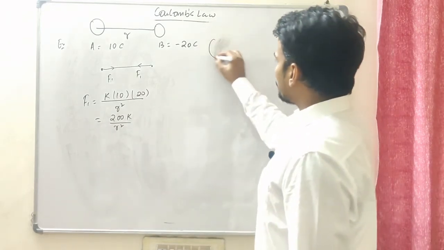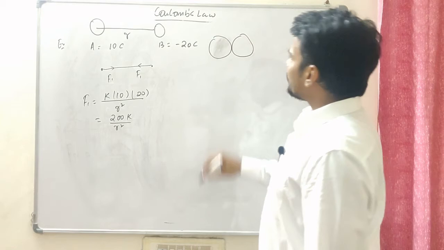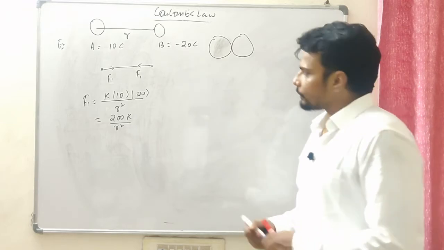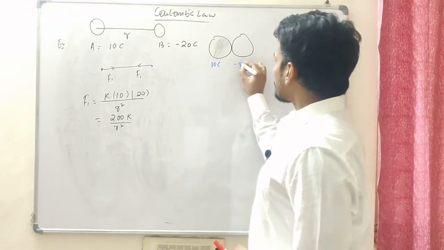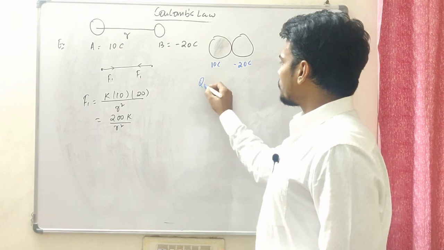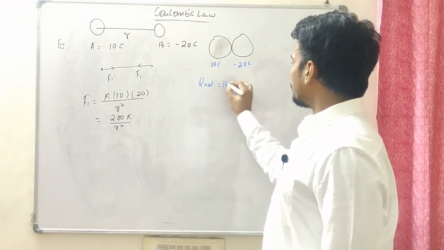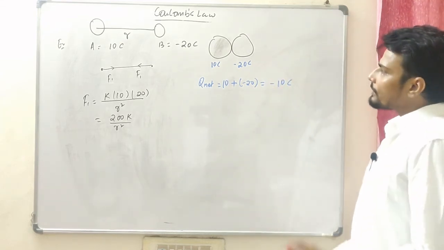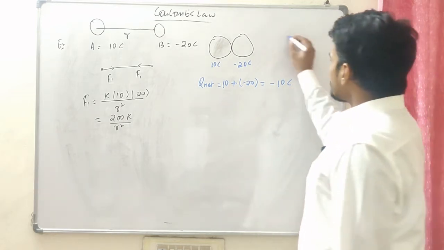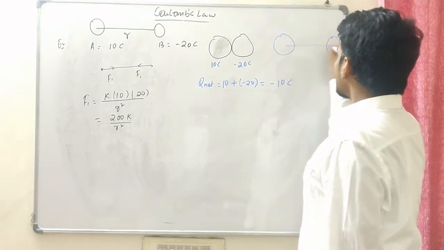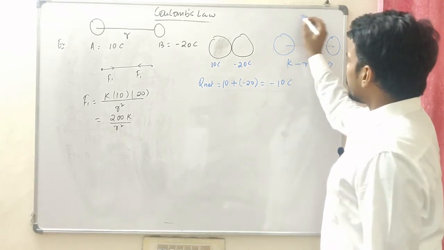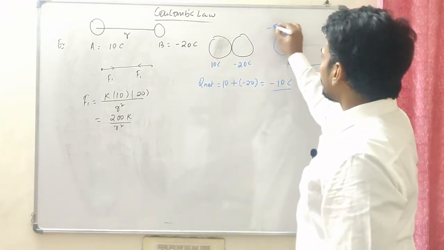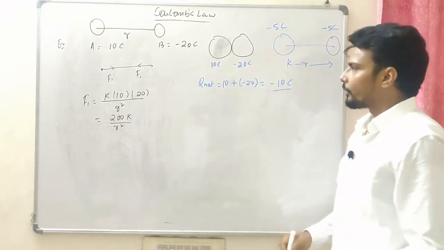Now when they are brought in contact with each other, what's going to happen? The charge will be distributed. The net charge will be equally distributed among these two. So what is the net charge? This had 10 coulomb and this is negative 20 coulomb. So the net charge Q net would be 10 plus minus 20, that would be negative 10 coulomb, and it will be distributed equally on these two bodies. So once they are separated to the same distance R, the charge would be negative 10 coulomb divided among these two. So I'll be having negative 5 coulomb here and negative 5 coulomb over here. I hope you guys have understood this, right?